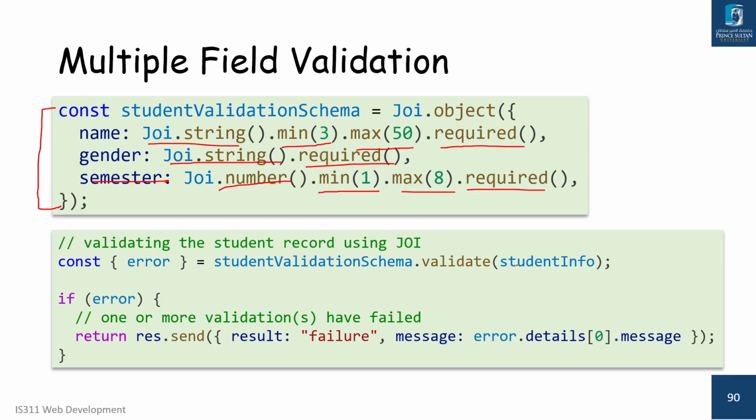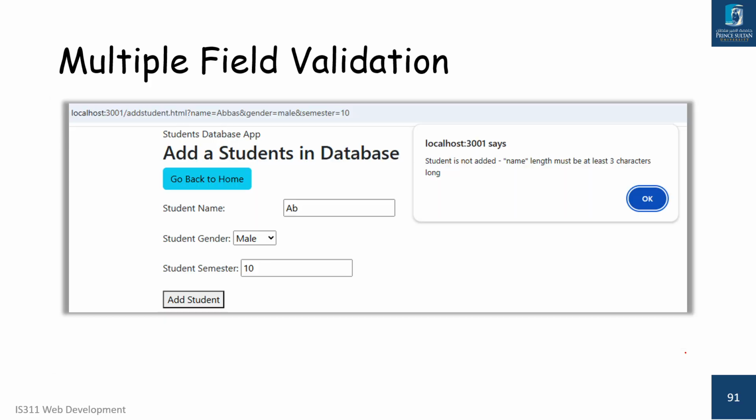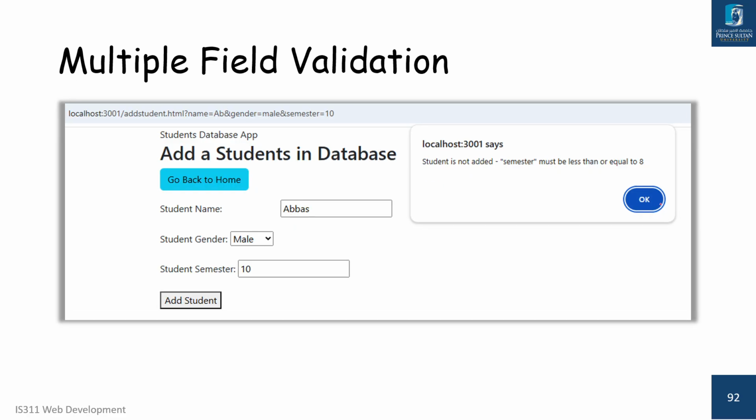And then we can check if there is an error coming after the validation. We say if error is not null or undefined, then in that case we say send result equal to failure result. I mean, there is a failure in data validation, and whatever message is coming in, we send it back to the client. For example, we are providing the name as AB, and the student is not added: name length must be at least 3 characters long, so we are giving the client an appropriate message, and then it can display the appropriate message to the user.